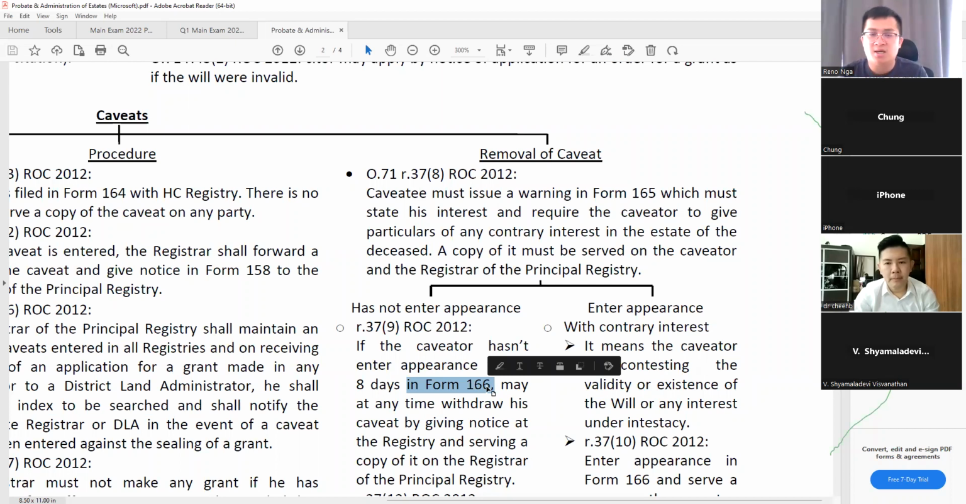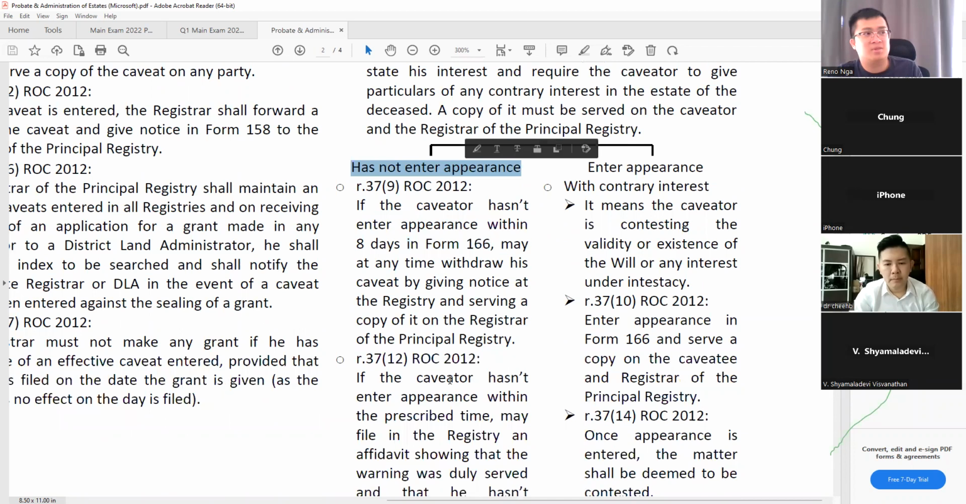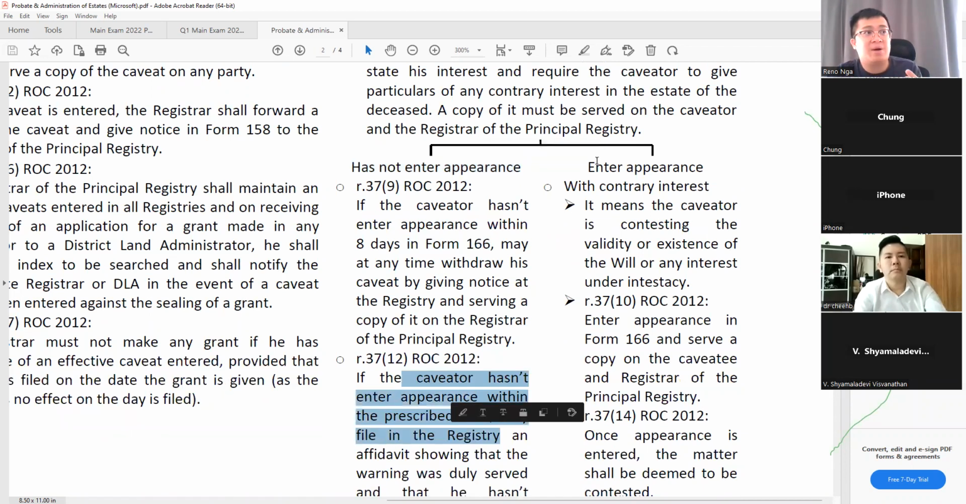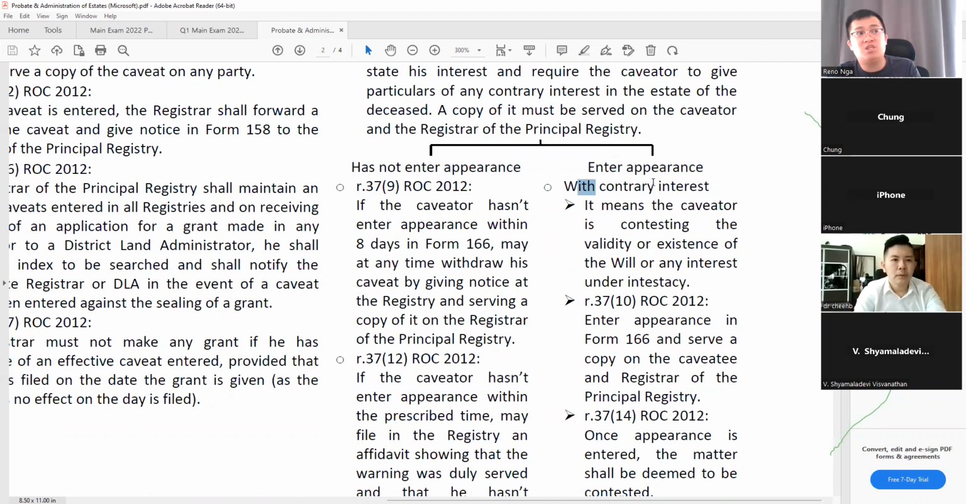So basically you serve a notice, you ask them to show cause, which means let's say today I am the executor or administrator. So Dr. Chi enters a caveat on my probate or my estate. Then I can serve a notice to Dr. Chi, asking Dr. Chi to show cause why he wants to enter, on what grounds he enters. So if Dr. Chi has not entered appearance, then understandably the court will remove it within the prescribed time. But if Dr. Chi enters, then Dr. Chi needs to show why he entered, why the caveat should remain.